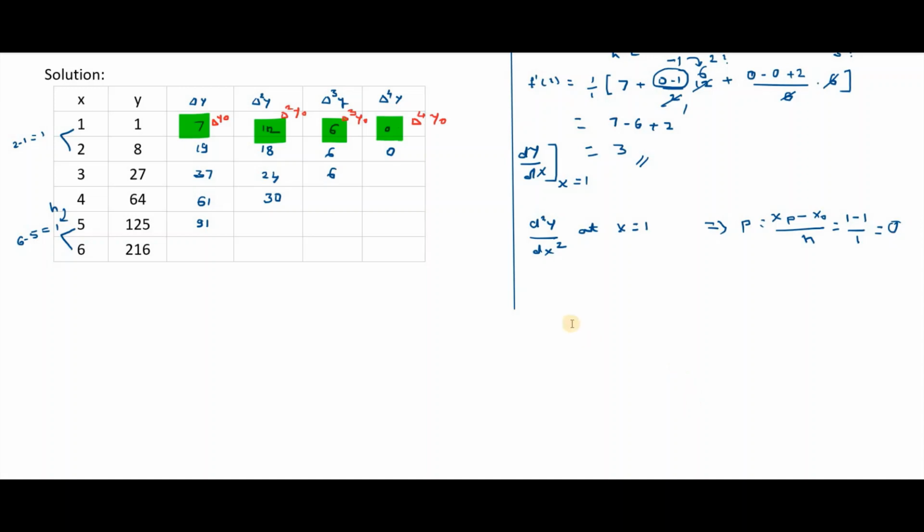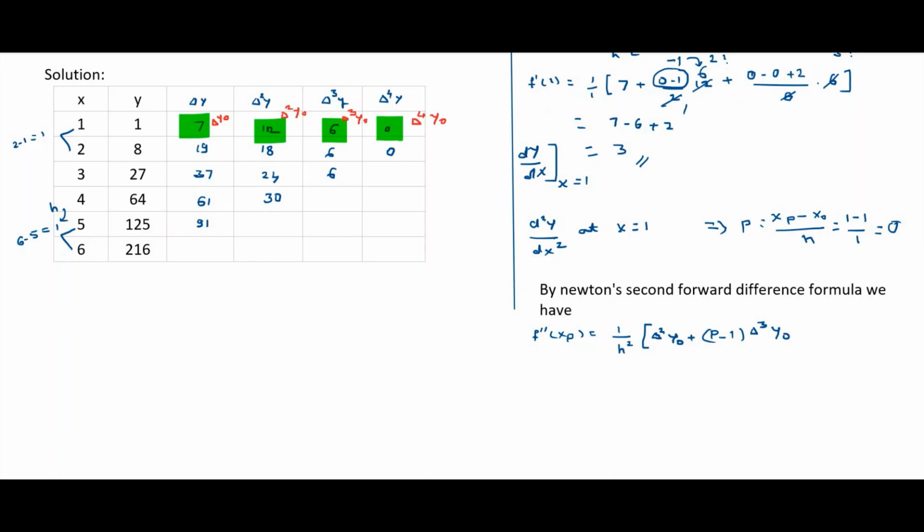Therefore, by Newton's second forward difference formula we have, I will write the formula for Newton's second forward difference formula, that is f double dash of xp is equal to 1 divided by h square into bracket delta square y naught plus p minus 1 into delta cube y naught.